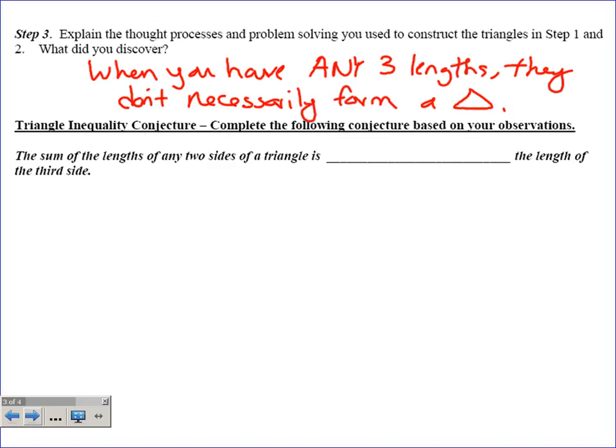If you have any three lengths, well, you can't just have any three random lengths and form a triangle necessarily. Okay? Sometimes it works, and most of the time it does work, but not always. So the sum of the lengths of any two sides of a triangle, well, it's either going to be greater than, less than, or equal to the length of the third side. What do you guys think? Okay, so I'm going to write this as either greater than, less than, or equal to, and we're going to pick which one of the three that is.